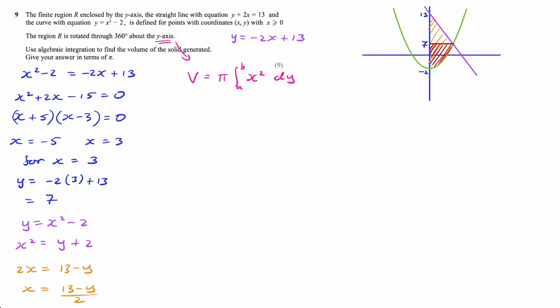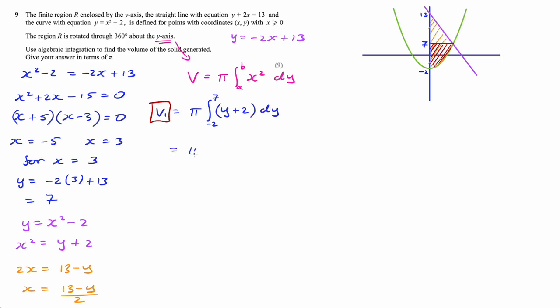Okay, I'm going to split it up, guys, into volume 1 and volume 2. Let's go volume 1 equals, this is the red one here. I'll call that one the orange one. Okay, so volume 1 is equal to pi times the integral from -2 to 7. It's these y limits from where I'm going to get the volume. And then it's x squared. X squared here is y plus 2. So it's y plus 2, and it's dy.